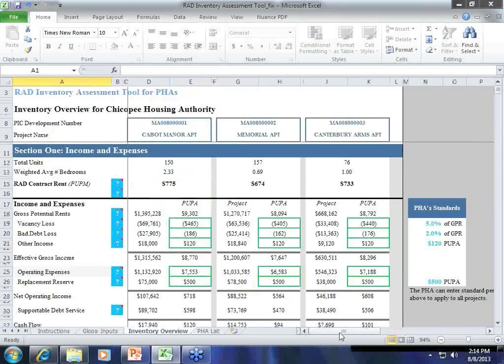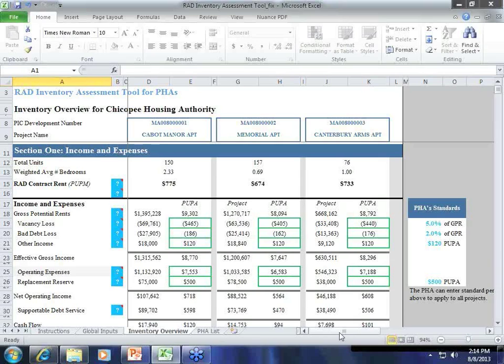From the inventory overview tool, we see the 3 properties populated. Cabot Manor Apartments, 150-unit, looks like a family property. Memorial Apartments, 157-unit elderly site. And Canterbury, 76-unit, probably also an elderly site.